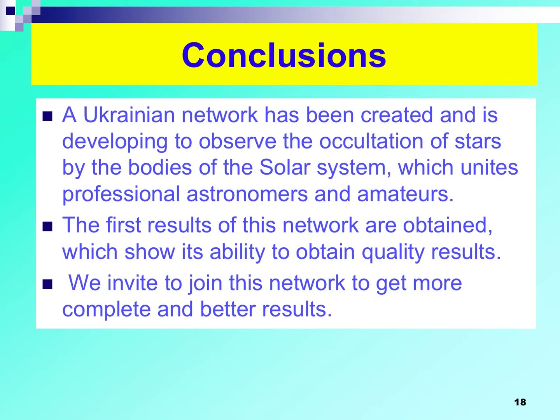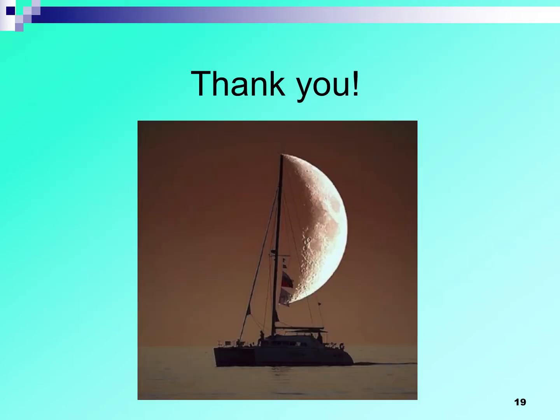And finally, we want to draw the following conclusions. A Ukrainian network has been created and is developing to observe the occultations of stars by the bodies of the solar system, which unites professional astronomers and amateurs. The first results of this network have been obtained, which show the ability to obtain quality results. We invite you to join this network and get more complete and better results. Thank you for your attention.